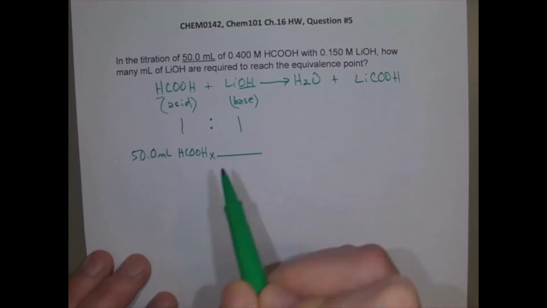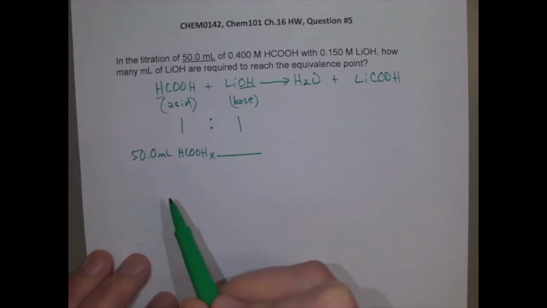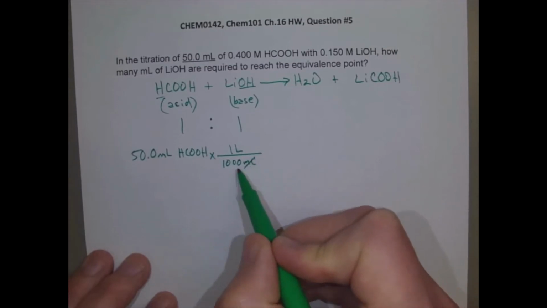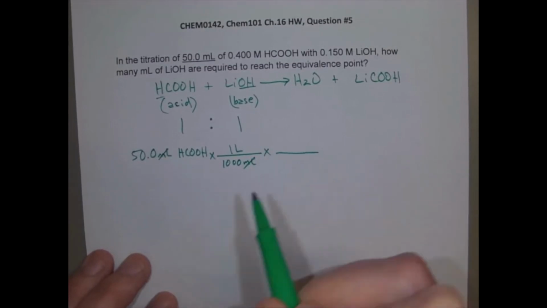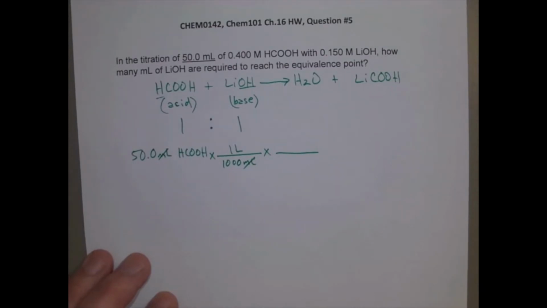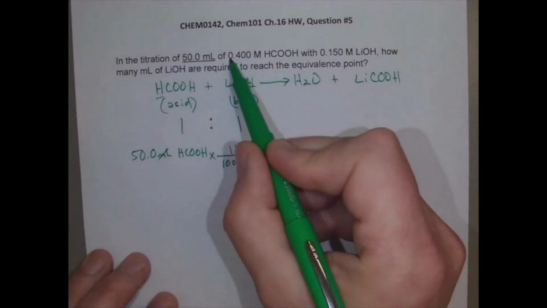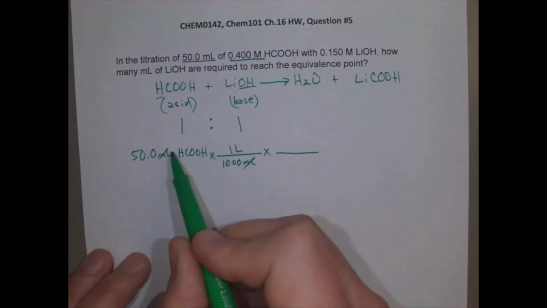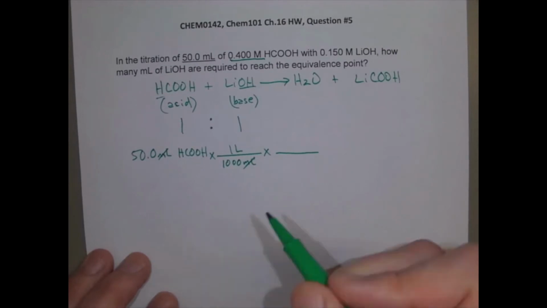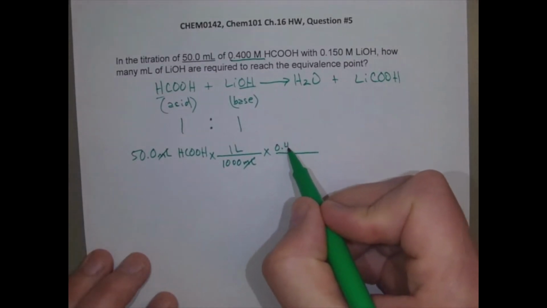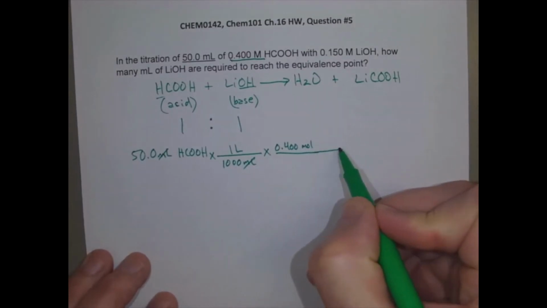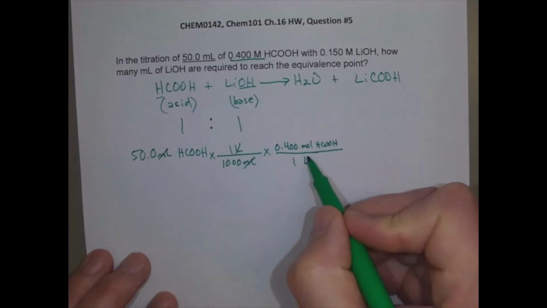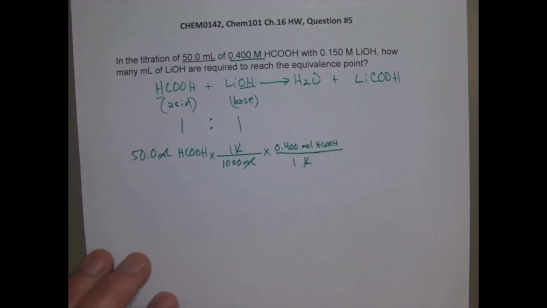Well, since I'm going to use the molarity later as a conversion factor, I should probably change this volume into liters. Well, I know that there are 1,000 milliliters in 1 liter, so now milliliters will cancel. And so I know that things don't react really on a volume basis, they react on a mole basis. So now I am going to use this molarity as a conversion factor to convert between a volume of my formic acid and a number of moles of formic acid. So the molarity tells me that I have 0.400 moles of HCOOH in every 1 liter. So now my units of liters cancel and I have units of moles of formic acid.